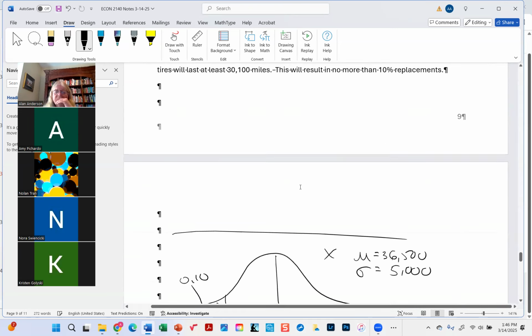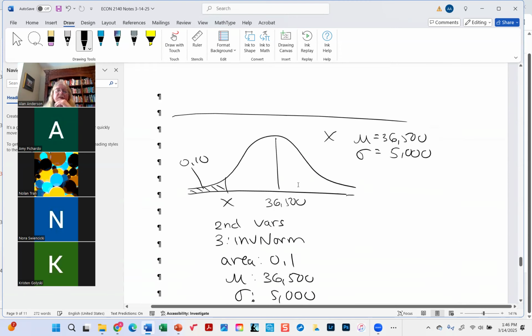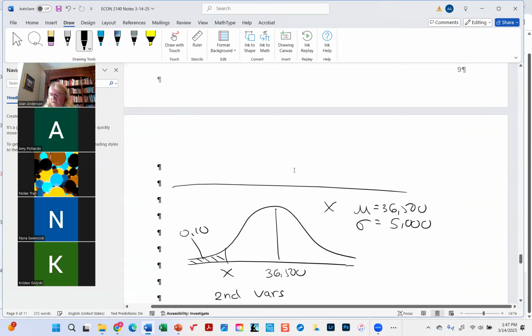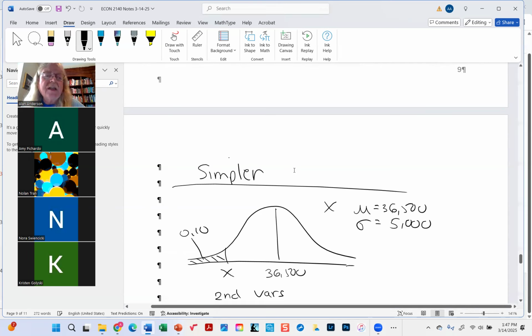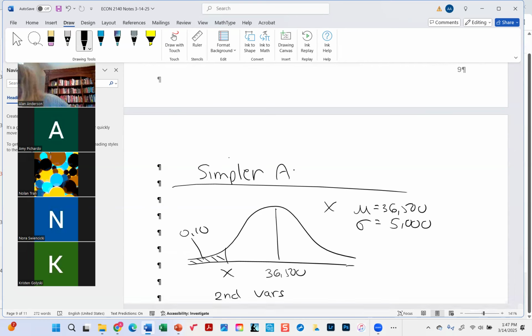Wow, that was a lot of work. Now, luckily, it turns out there's a simpler way of doing this, which I'm sure you'll be happy to hear. And by the way, we will be doing this in Excel on Tuesday anyway, so you'll get another chance to see how this works.